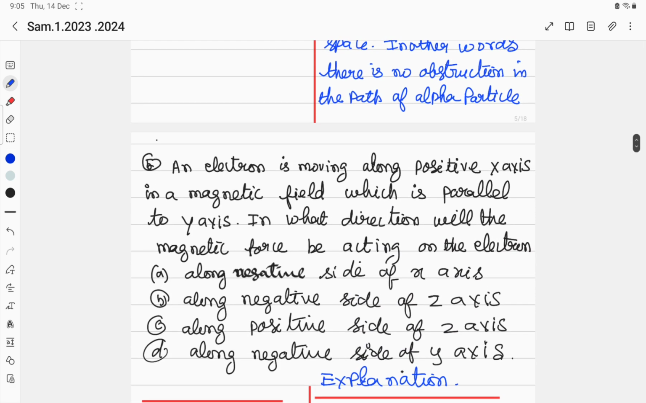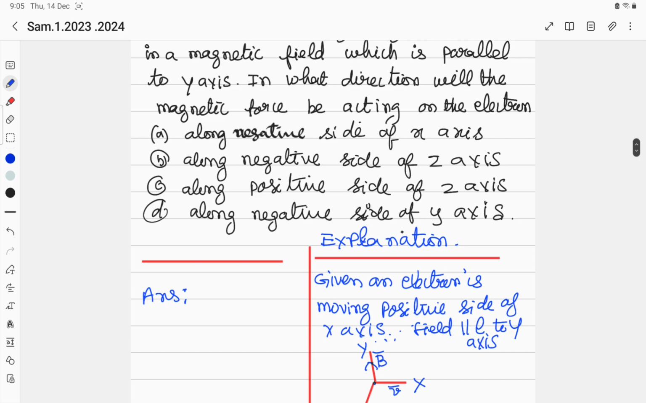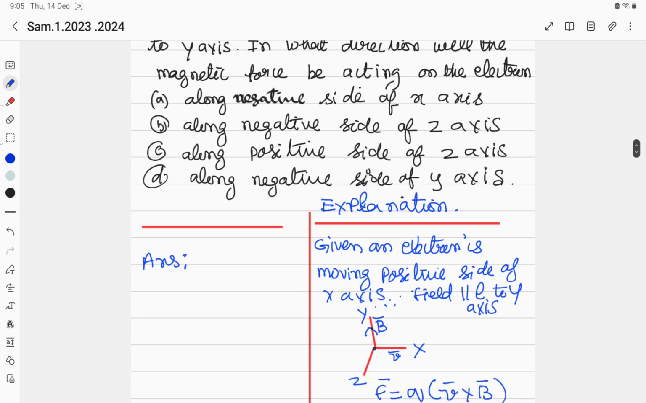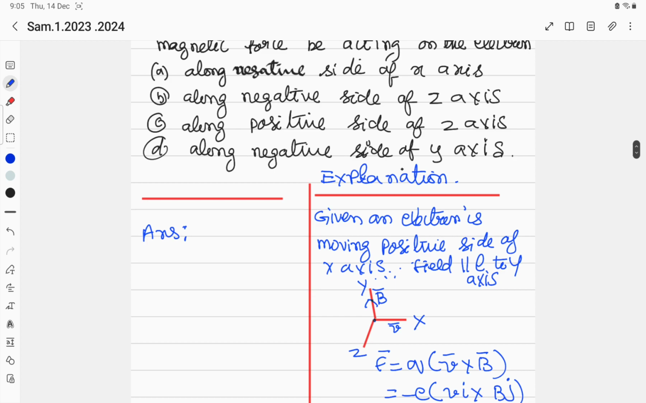Fifth question. An electron is moving along the positive x-axis in a magnetic field which is parallel to the y-axis. In what direction will the magnetic force be acting on the electron? A. Along negative side of the x-axis. B. Along negative side of the z-axis. C. Along positive side of the z-axis. D. Along negative side of the y-axis.